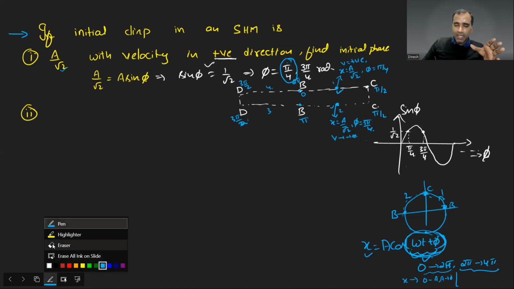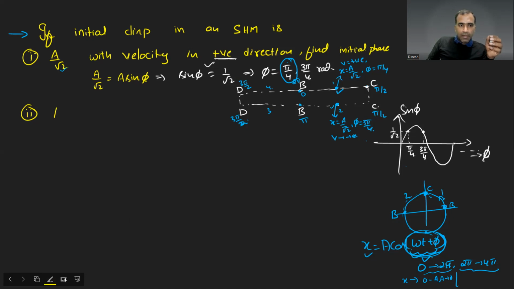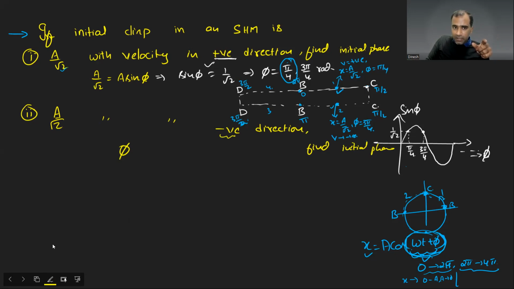How about the same question I'll ask you? If I ask A by root 2 with velocity in the negative direction, then what would be the answer? Then it will be 3 pi by 4. Excellent. Very good. Same analysis you can do. You'll get pi by 4 or 3 pi by 4 looking at the direction. Velocity is negative; A by root 2 happens at 2 places, at the same point, but in the forward direction or in the reverse direction. Because it has a negative direction, you're talking about the C to B path. So phase will be 3 pi by 4.